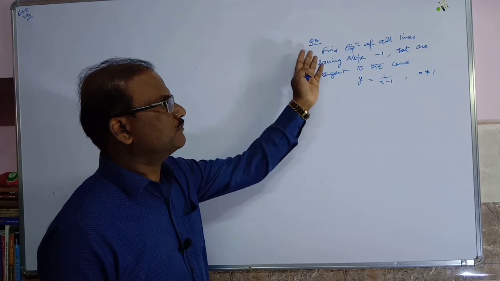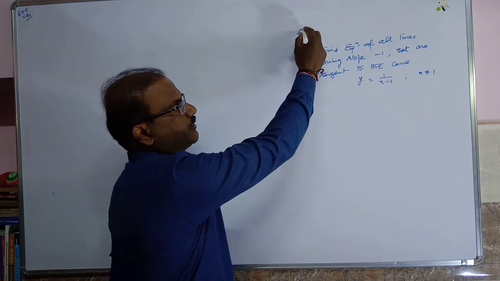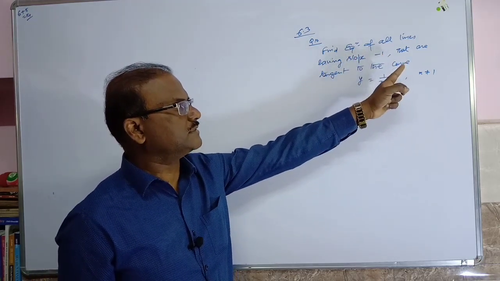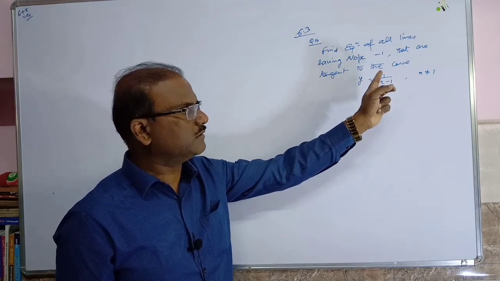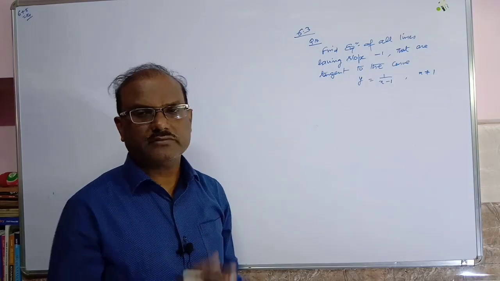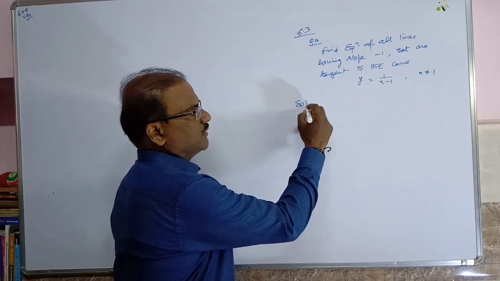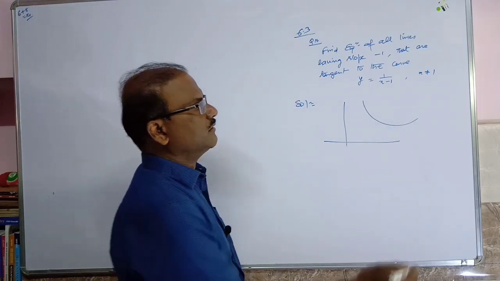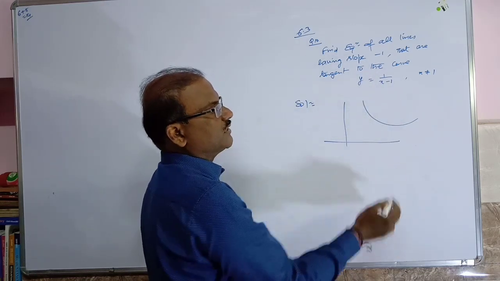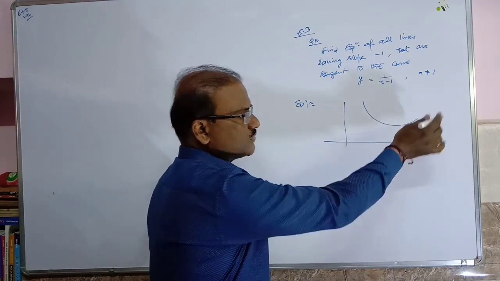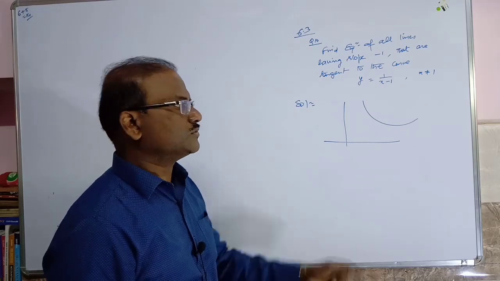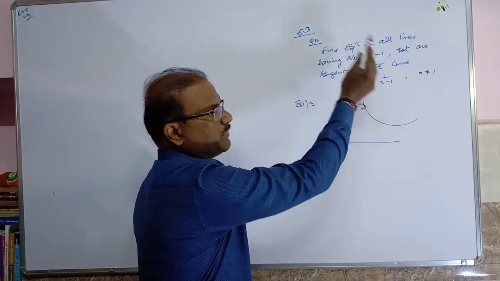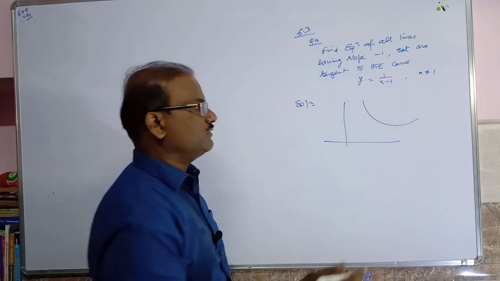Here we have question number 10 of 6.3. We are continuing the exercise. What is that? Find the equation of all lines having slope minus 1 and that are tangent to the given curve. What does it mean? Let's have a figure first. We have a curve like this, है ना, we have to find all those tangents on this curve. So many tangents are possible. We have to find those tangents which have slope minus 1. Understand? Which have slope minus 1.